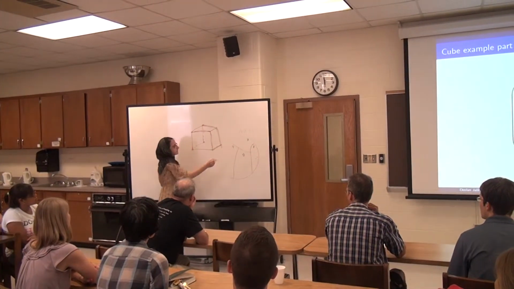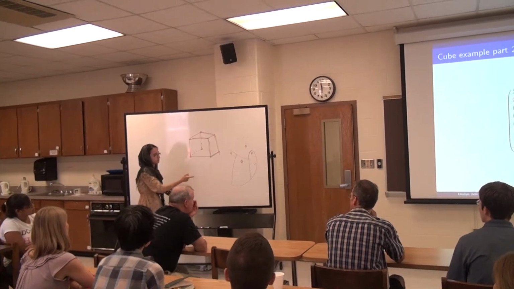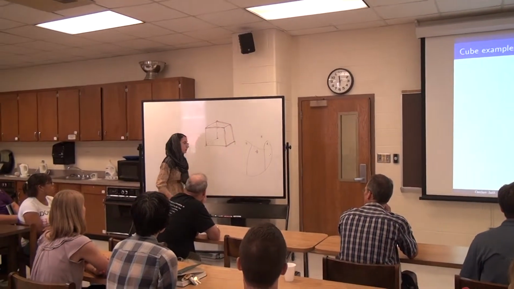So this tells us that the number of spanning trees this cube has is the product of those numbers, which is surprisingly 384.